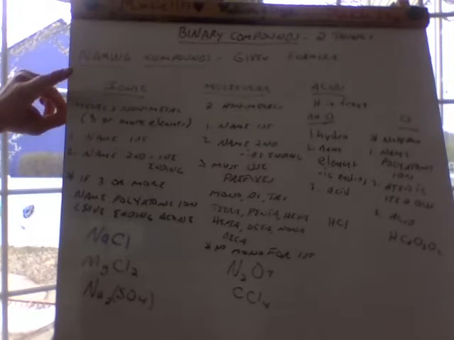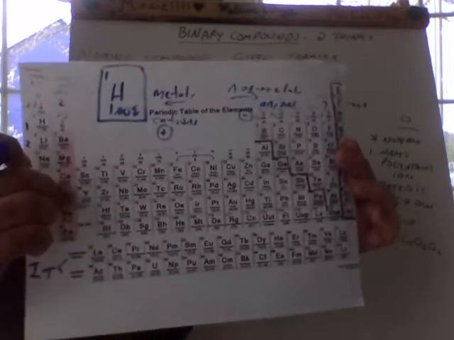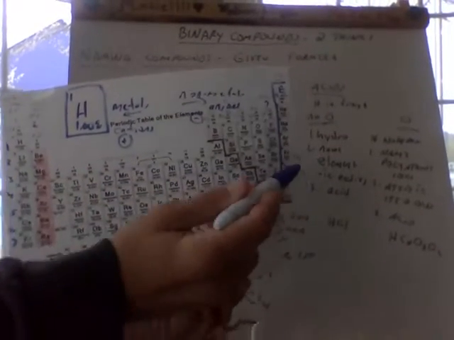If it's ionic, you're going to have your lovely periodic table, like you always have, and you're going to see a metal and a non-metal: something from the left of the periodic table combined with something from the right on the periodic table.